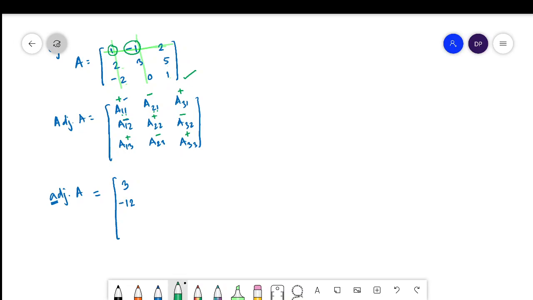Now, the third one, the cofactor of A13 is this one. Right? You have to find this element.